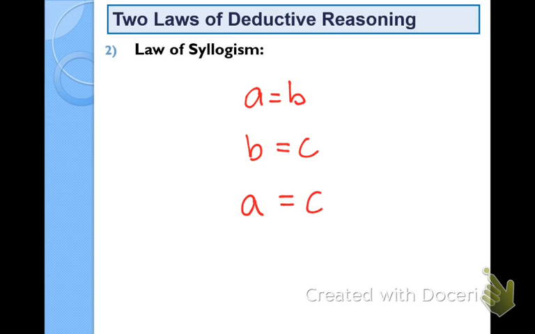Noah is the same age as Kaylee, which is the same age as Marcus. So he's the same age as her, she's the same age as him. What can we deduce about Marcus and Noah? They're also the same age, because those two are the same age and these two are the same age. That means the first and the last are the same age. So here's what's going to happen. It's going to be very similar.